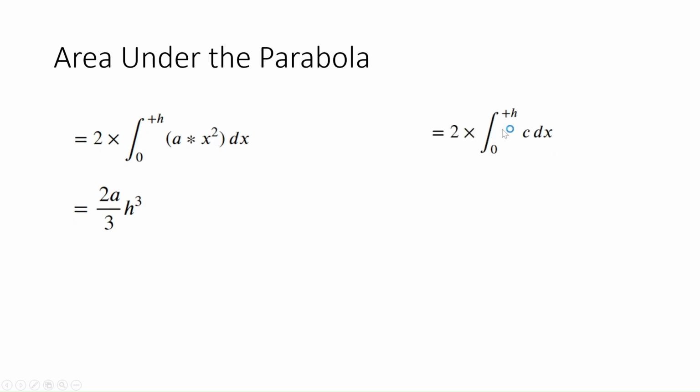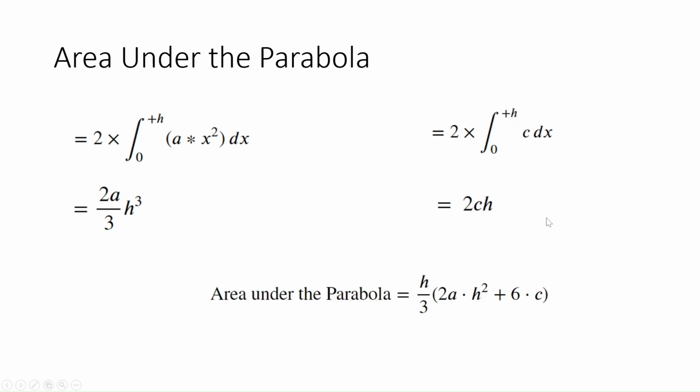For the second term in this equation, we integrated. There was no component of x here, so the integral of this whole thing becomes cx, and then x is replaced by h. So we are going to get 2ch. And then we add these two terms together.